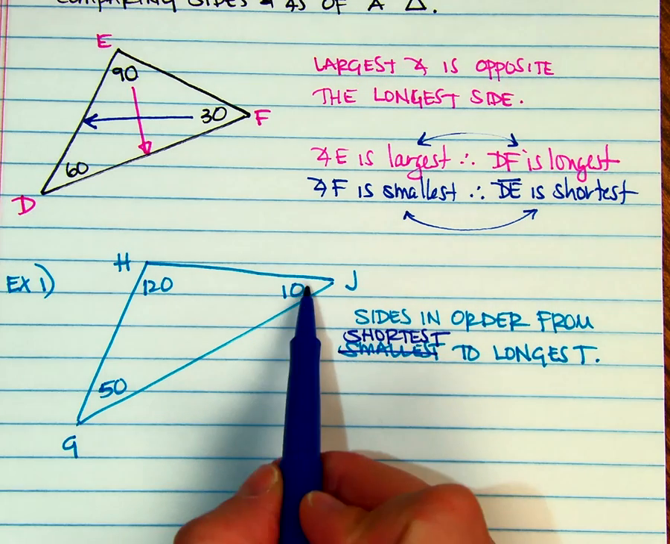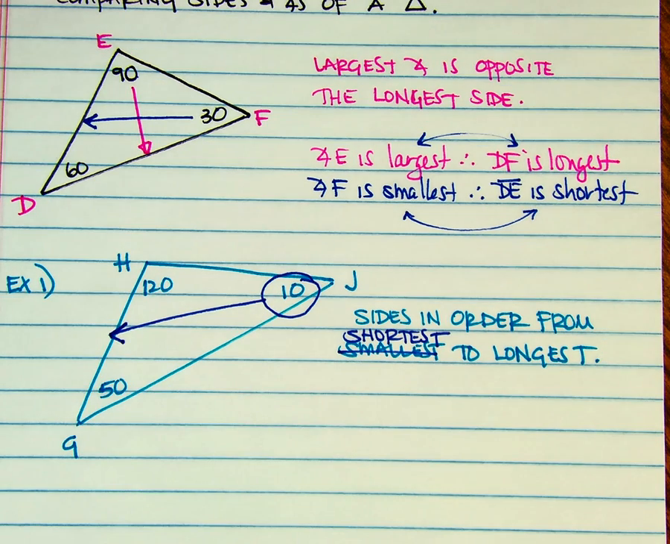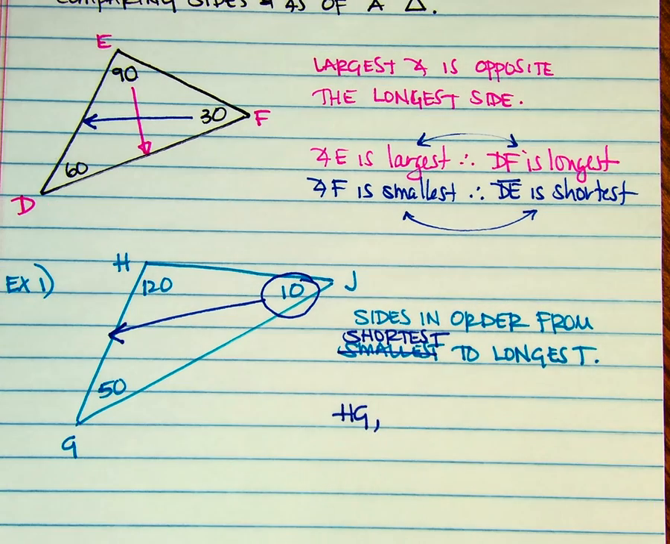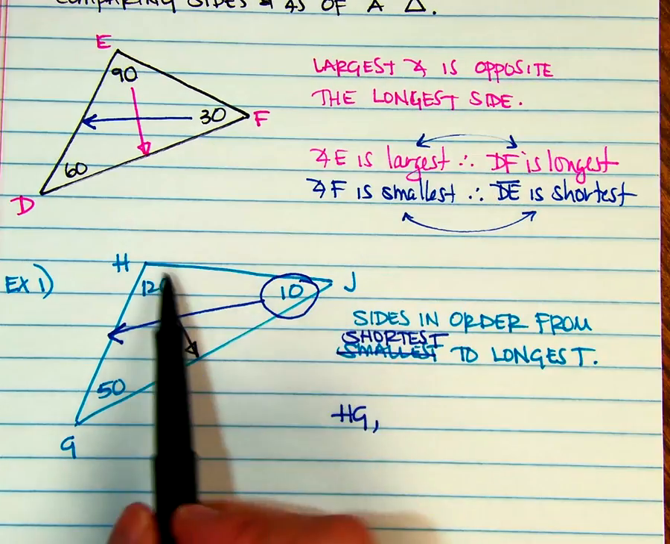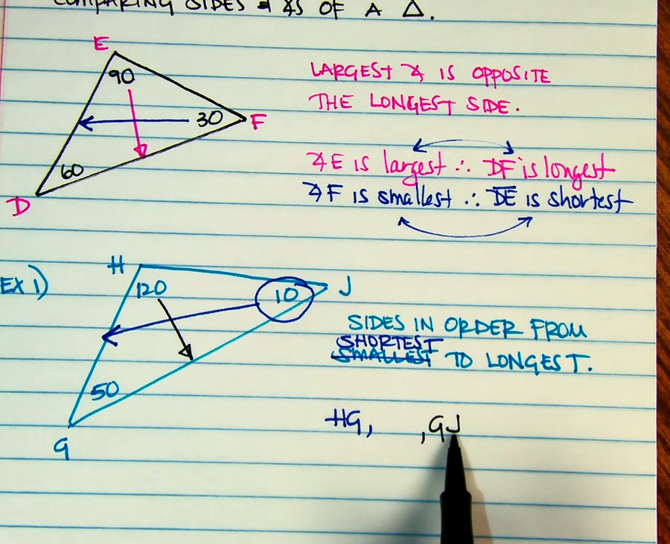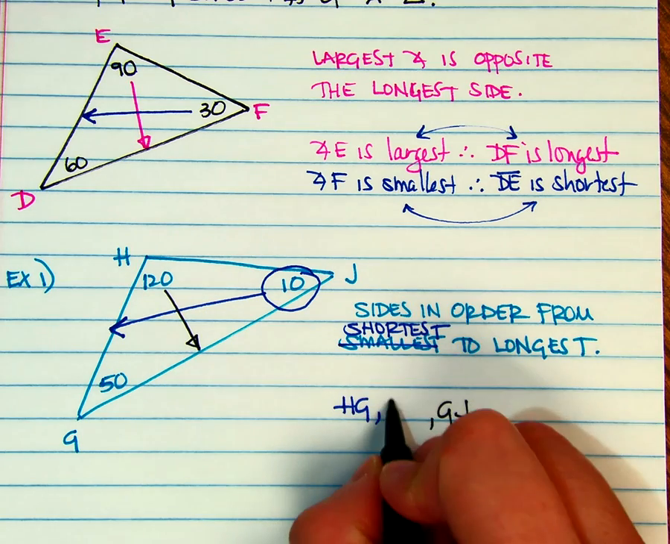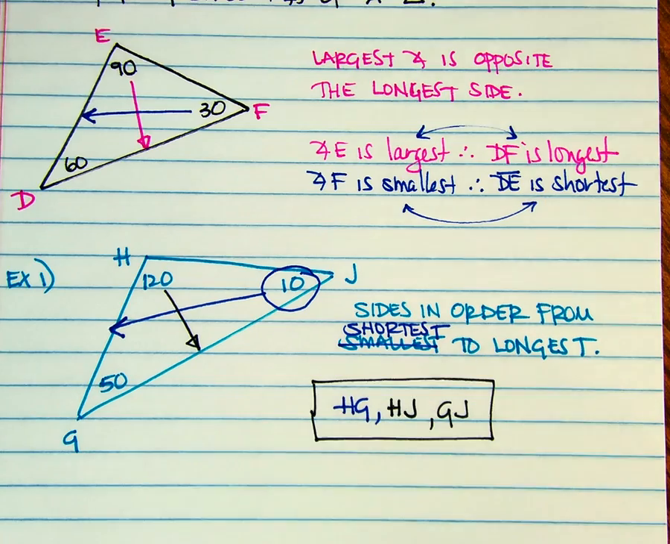Okay, so I'm looking for the smallest angle, which is 10. So the side opposite is going to be the shortest, which is HG or GH. A lot of times it's easier to look at the biggest for the next one. So H is the largest angle, so GJ is going to be the longest, and that only leaves the other side, which is HJ. So this is what I would do if I was putting them in order from shortest to longest.